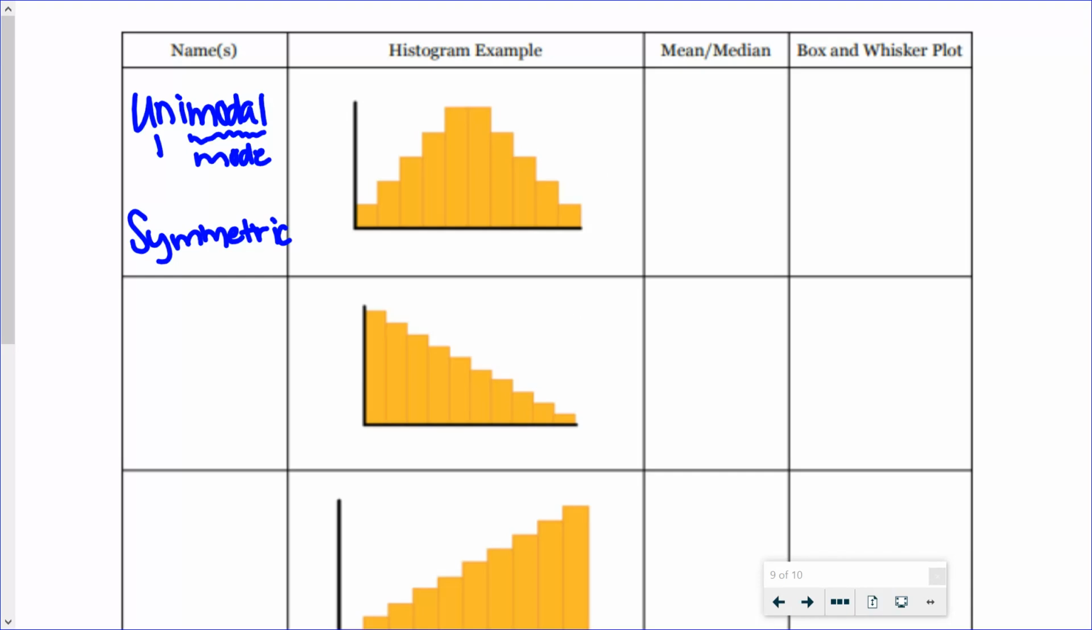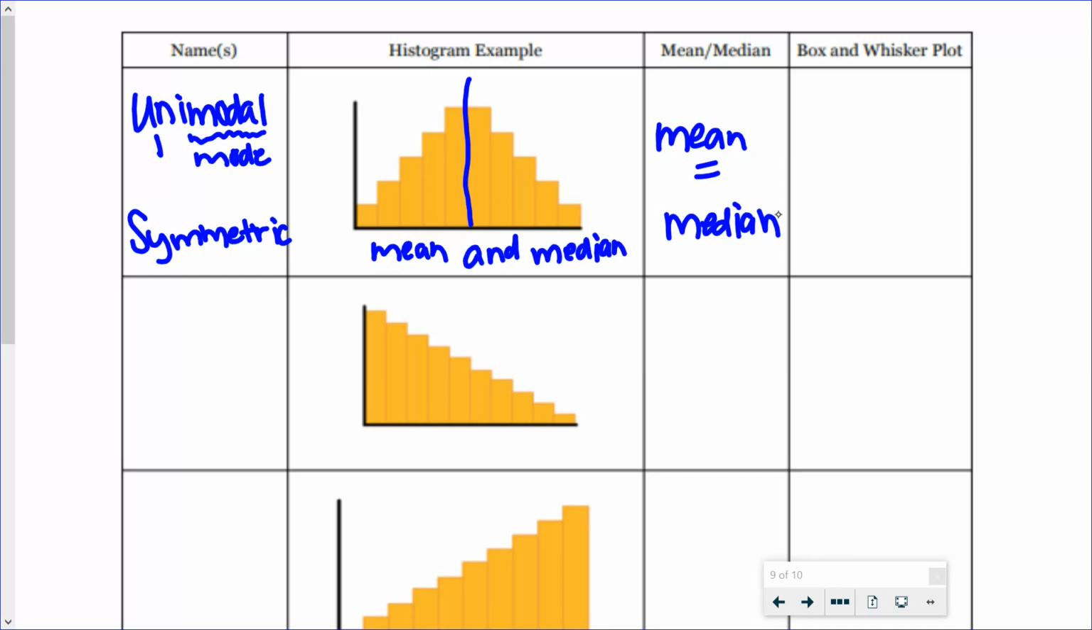Okay. In a unimodal graph, the mean value is equal to the median value. The mean value is equal to the median, meaning our average and our exact middle are equal. So that line represents the mean and the median. And here we're going to have a nice box and whisker plot where the median is kind of right there in the middle. Our quartiles are kind of right there on the ends. A very centered box and whisker plot.